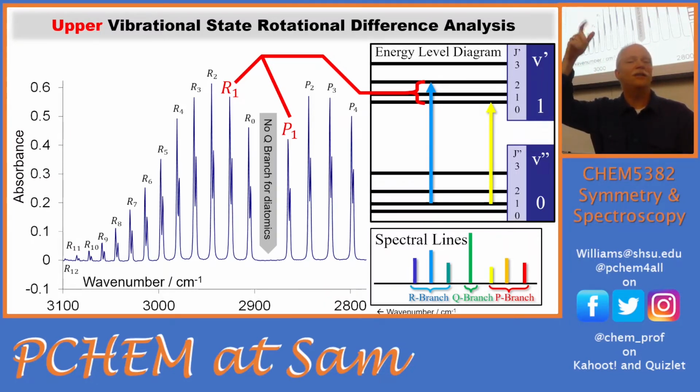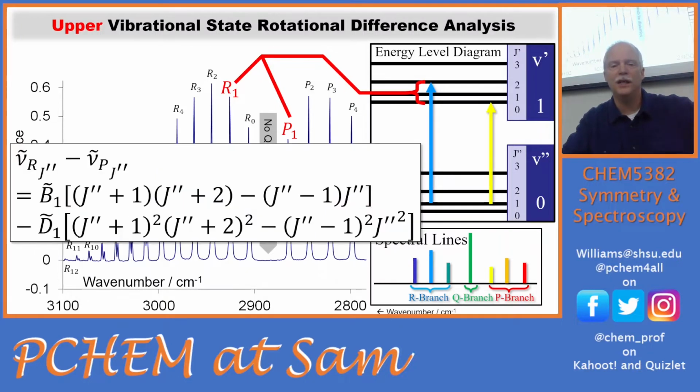And then let's figure out what kind of differences we can do to learn about the lower state. So these are differences that we will take. If we take the frequency of the R branch line and subtract the frequency of the P branch line that originate in the same J double prime, then we end up with these differences. The alpha E is really no different than the BE term, and so we're just going to model the B term for this.